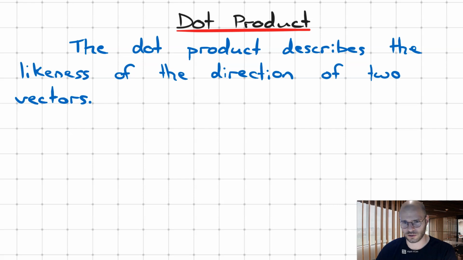Welcome to this video on the topic of vectors. In this lesson, we're going to learn about a vector operation known as the dot product. Then we're going to explore its application. The dot product describes the likeness of the direction of two vectors.